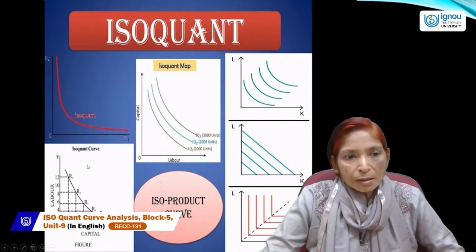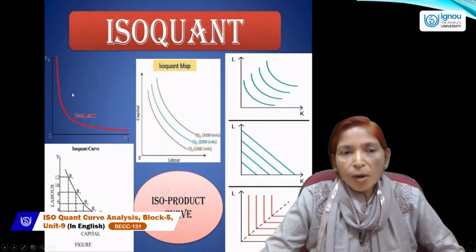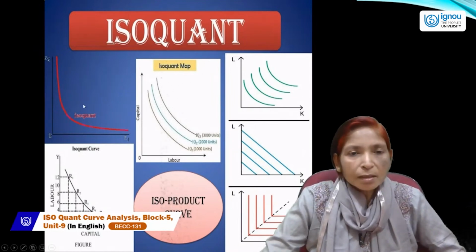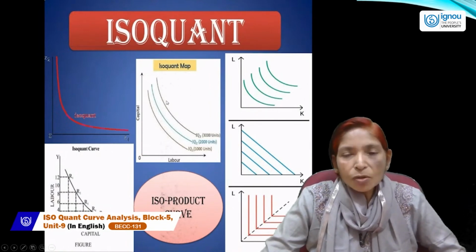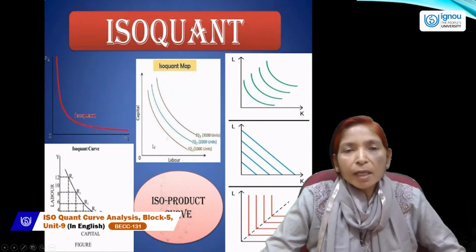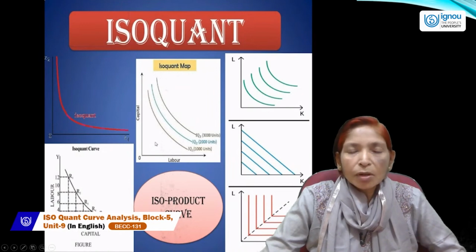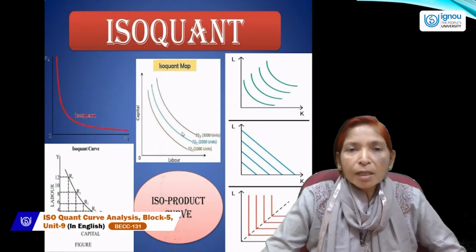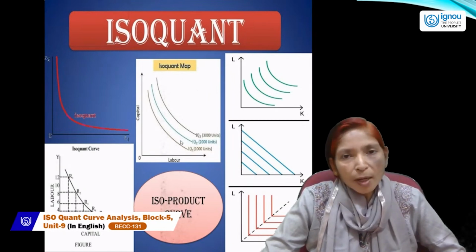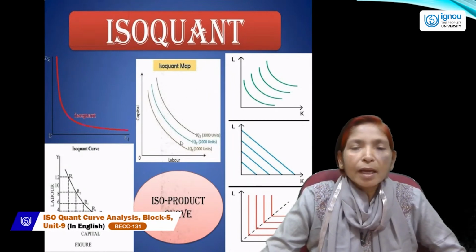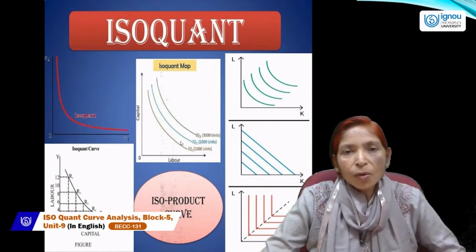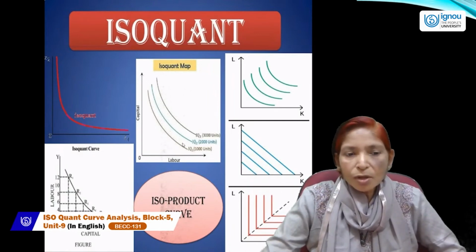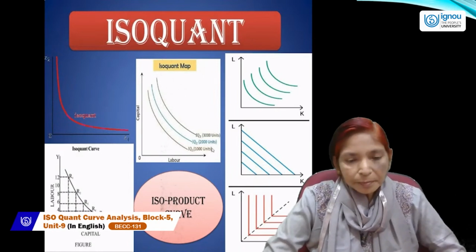So in this chapter: what is the meaning of the iso-quant curve, what does the iso-quant map represent, how we can get producer equilibrium or least cost combination or maximum output at minimum cost, how we can determine it, what are the main features of the iso-quant curve, and what are the exceptional cases of the iso-quant curve. All these topics we will discuss in today's session.